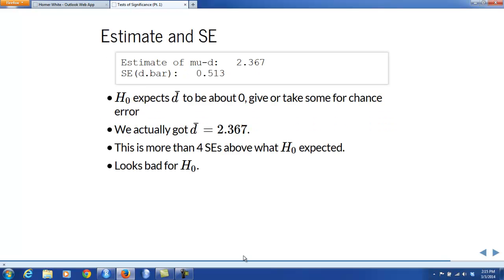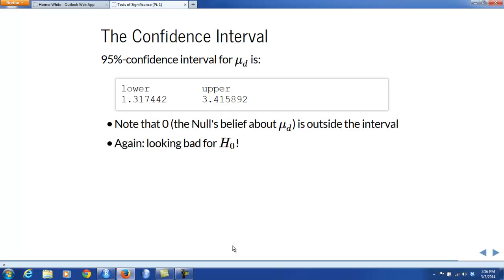So looking further down into the output, we see that d bar, which is our estimate of mu d, turned out to be 2.367. The standard error for d bar is about 0.5. Again, think about what this all means. The null hypothesis expects d bar to be about 0, give or take some for chance error. We actually got a d bar of 2.367. And when you think about how many 0.5s are in something that's around 2, then you see that our results are more than 4 standard errors above what the null hypothesis expected. This does look bad for the null. The 95% confidence interval for mu d is reported to be 1.31 to 3.41 rating points. Notice that 0, which is the null's belief as to what mu d is, is outside of this interval. So again, things are looking bad for the null.